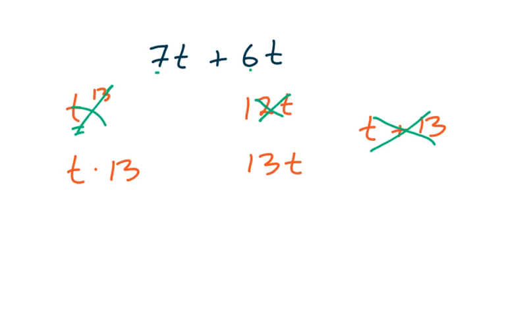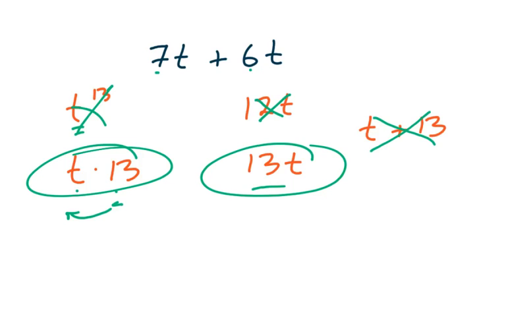So it looks like we have t times 13. Remember, order doesn't matter here. We could switch these around and have them be on either side. So that one looks fine. And then we said 13t was our actual answer, so we have 2 answers that are correct this time.